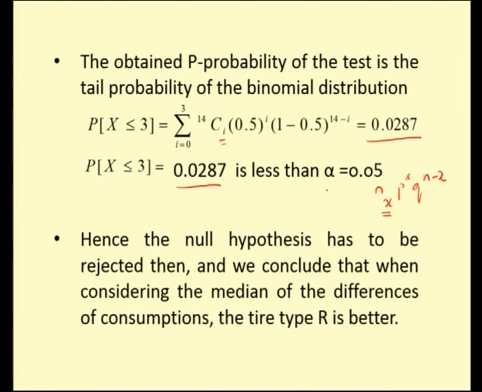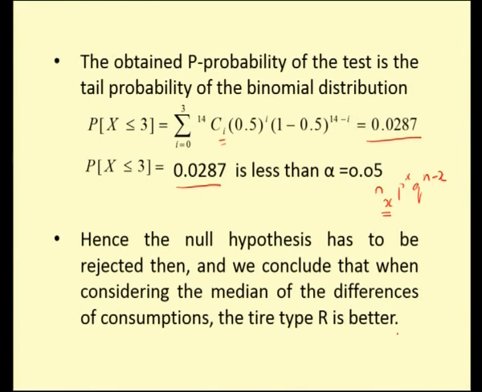You find that 0.0287 is less than 0.05. Remember that you are comparing the probability value, hence the p value, and under the p value the null hypothesis has to be rejected. As I discussed earlier in the procedure, if the calculated value is lesser than the table value, the hypothesis is rejected, otherwise it is accepted. Hence we conclude that, considering the median of the differences of the consumption, the tire R is better.